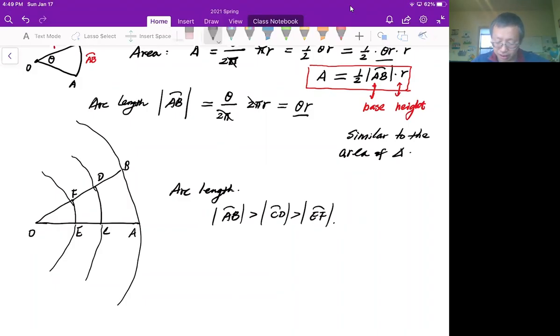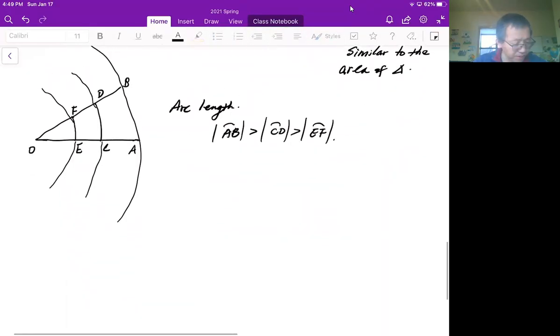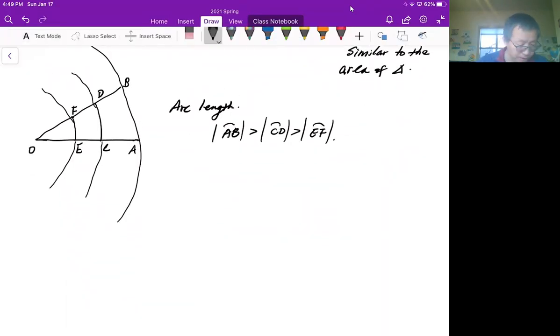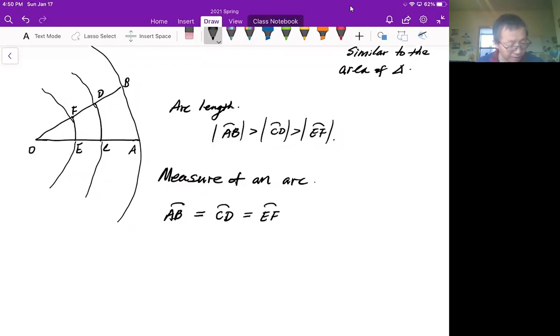So in that direction, I'm going to define a different thing, called the measure of arc. In the measure of the arc, they're actually the same thing. So the measure of AB is the same as the measure of CD, and the same as the measure of EF. I always call that theta. Theta is actually the angle change.